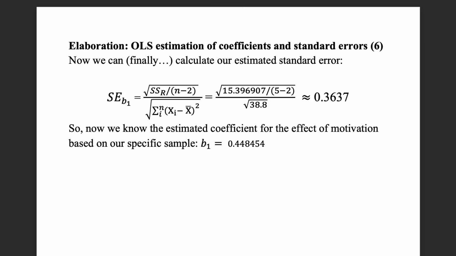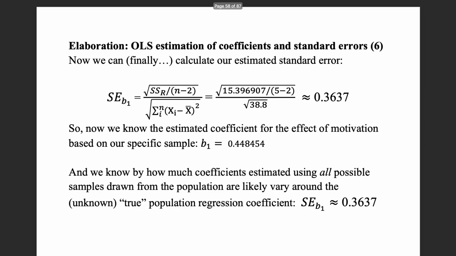So now we know two things. We know the estimated coefficient for the effect of motivation based on our specific sample, our sample of 5 students, and that turned out to be a coefficient of 0.448454. That was just a sample. We want to also say something about, well, how reliable is this coefficient in representing the true population coefficient? How well is this likely to reflect what the regression coefficient would be if we would have used all the students, so the entire population, to calculate this regression model.